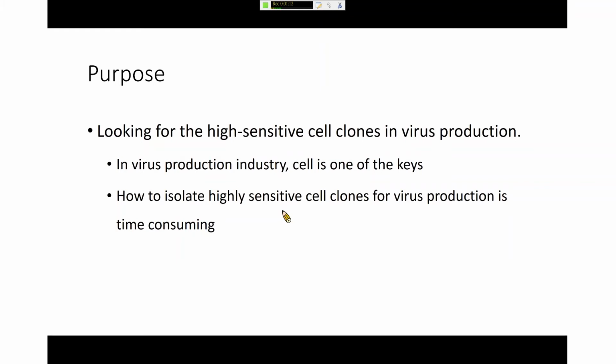You can imagine that you infect the virus into different cell lines or different cell clones, and then you try to record the imaging results, or you can isolate the supernatant for the virus titer. And if this cell line has 100 or 200 clones, it is a lot of work.